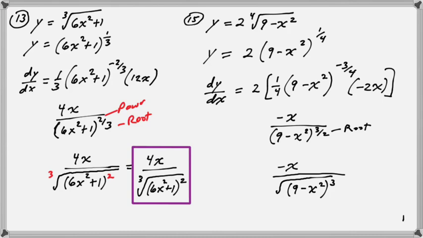Hopefully that's the answer. Let me just take a look. I apologize. It is a 3/4 power. So this would be on the bottom to the 3/4. So it is the 4th root and the 3rd power. So that looks better for 15.